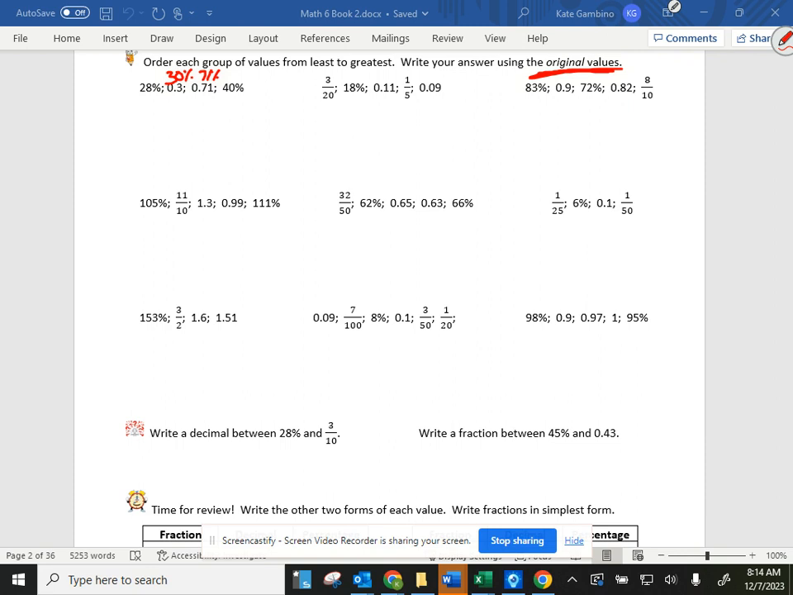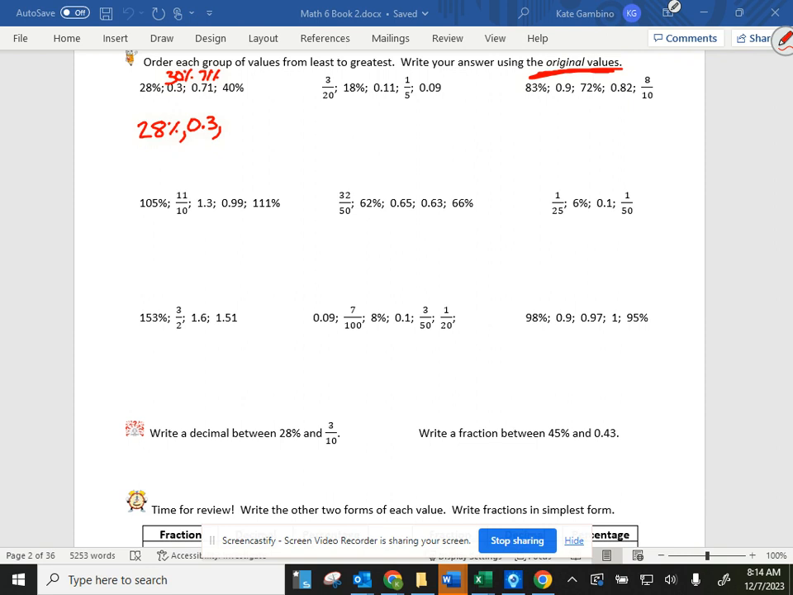What is going to be my first number that I'm going to write down? Ava? 28%. That is the smallest percentage that's up there. What's my next one going to be? Layla? 30% is next, but what am I going to write? 0.3, I'm going to write that original value. Even though it's 30%, I'm going to write it as a decimal because that's how it was given to me.